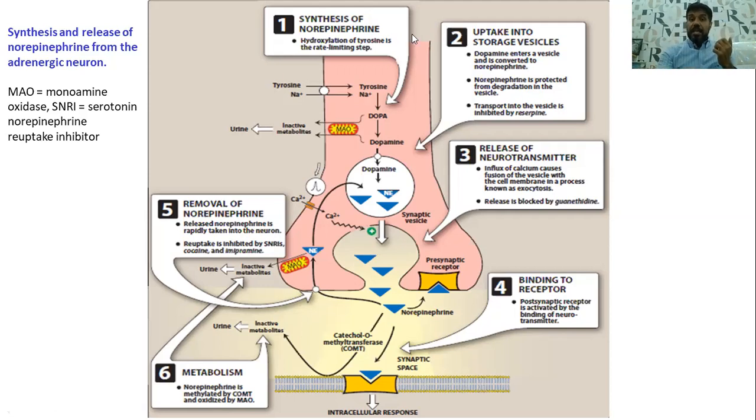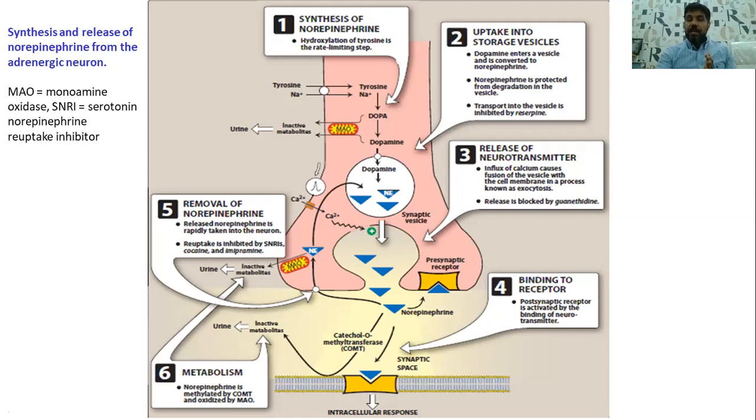The action potential comes through the axon and causes the release of calcium, and a high level of calcium in the intracellular part can induce the release of norepinephrine into the synaptic cleft, or the synapse. So the third step is the release of norepinephrine.